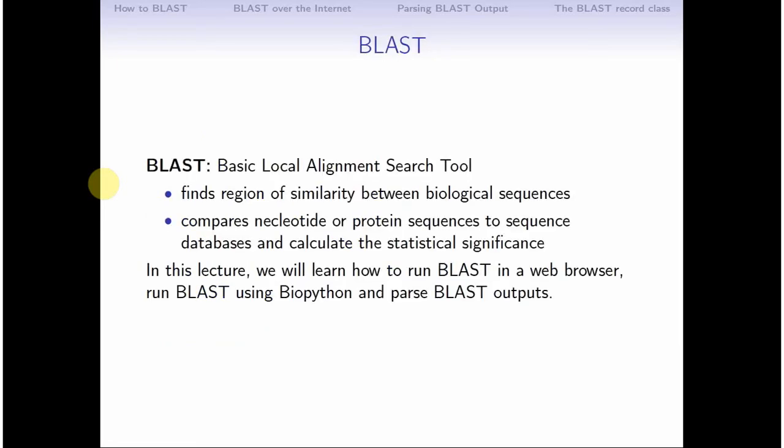Okay, so BLAST means basic local alignment search tool. So what does it do? It will find regions of similarity between biological sequences, comparing nucleotide or protein sequences to sequence databases and calculating the statistical significance. So in this lecture, we'll learn how to run BLAST in the web browser and run BLAST using Python, and lastly to parse the BLAST output.